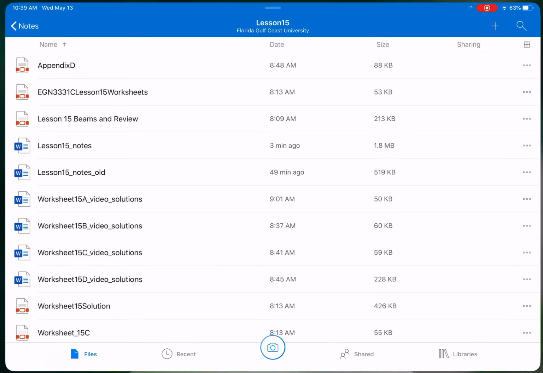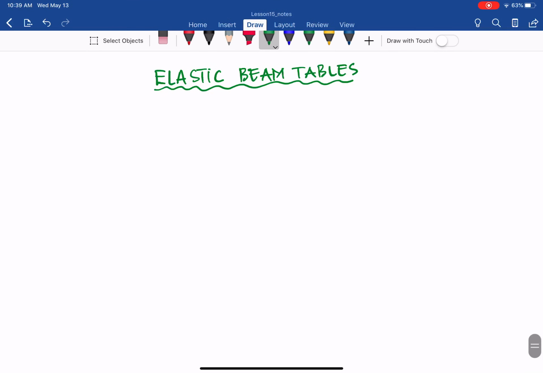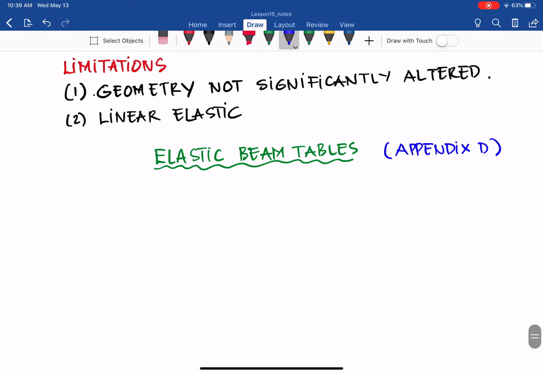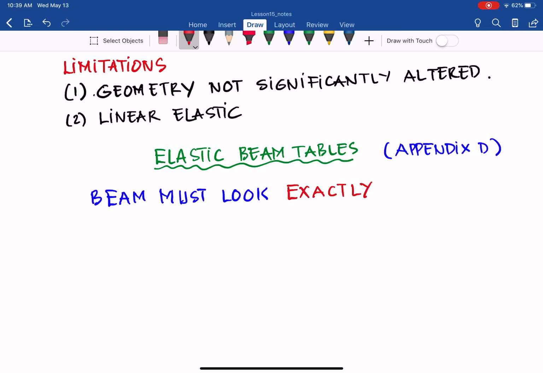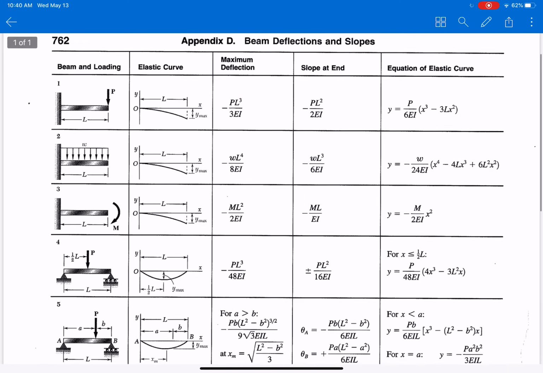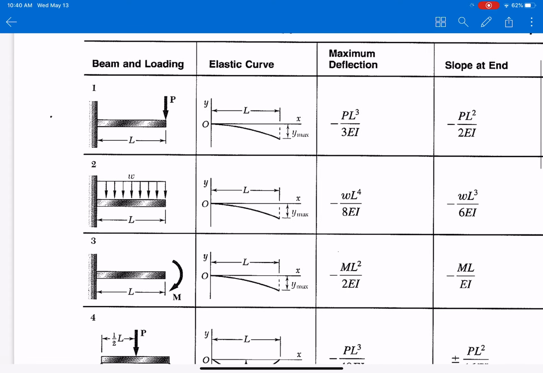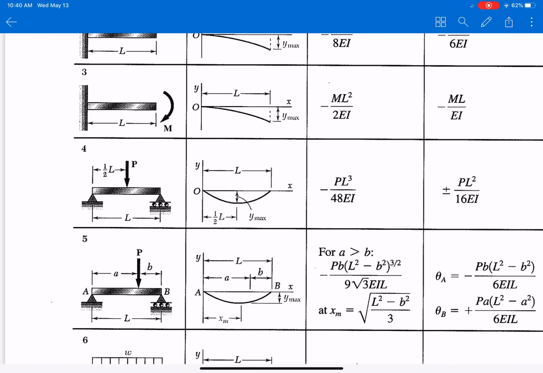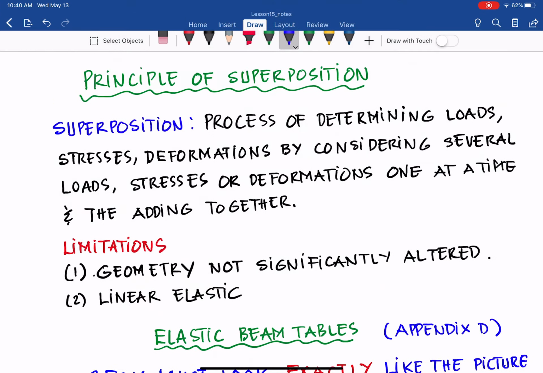But I just want to make a note here, because to use the elastic beam table in Appendix D, the beam must look exactly like the picture, which is in the first column of Appendix D, as I showed you. The beam in the problem to be solved would have to look exactly the same as the picture here, including the support condition, the load applied, the geometry, all of that. That is what we mean by exactly the same.